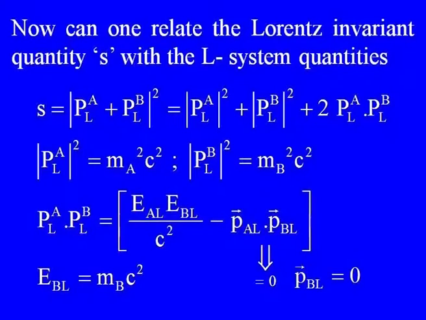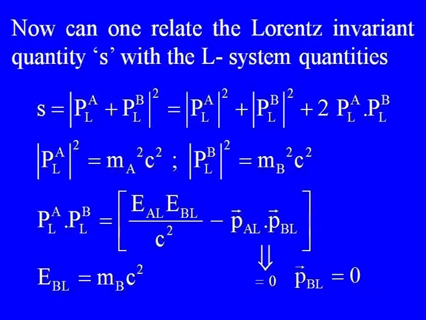Now, S again is a Lorentz invariant quantity, so we can also find it in the lab system. We take the sum of the 4 vectors in the lab system of particle A and particle B and take its norm. Then do the algebra again: the subscript L tells us that it's in the lab system, so we have PAL squared plus PBL squared, and then twice PAL dot PBL. So that's the 4 vector dot product.